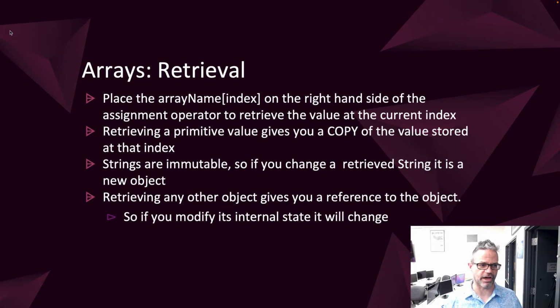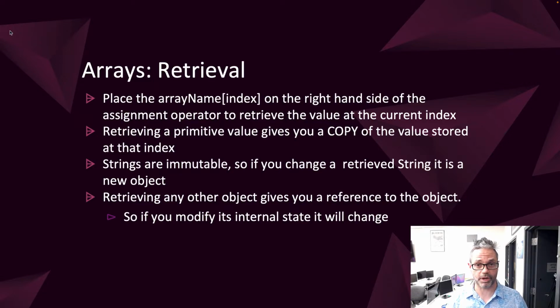When we're retrieving values out of the array, we place the array name subindex on the right-hand side of the assignment operator, aka the equal sign, to retrieve a value and store it into a variable. And that's how you access it. Retrieving a primitive value will give you a copy of that value stored there, because every time we're working with primitives, you always get a copy back of whatever was stored at that spot, because it's 7, it's 3, it's pi. You can just get copies out like mad.